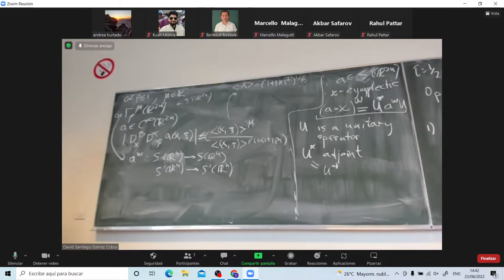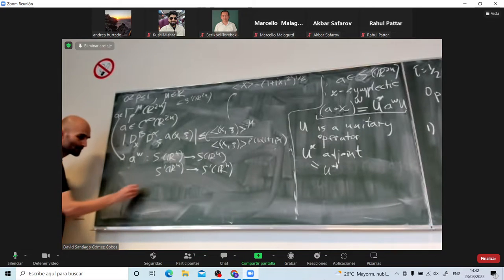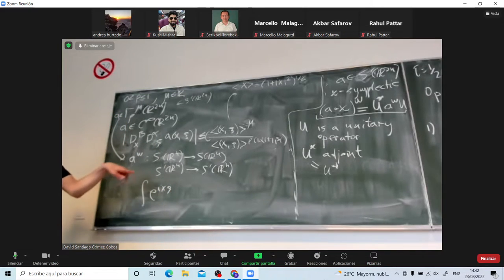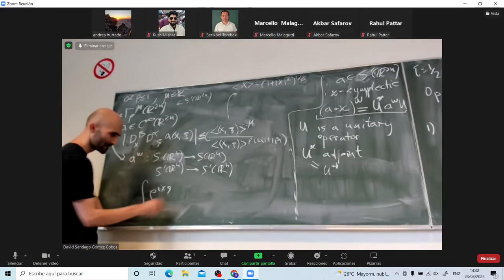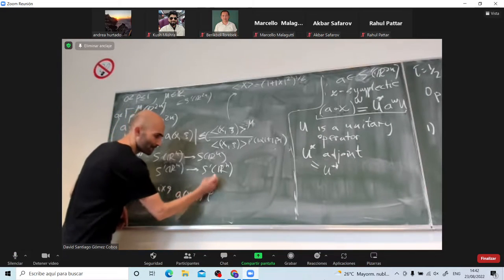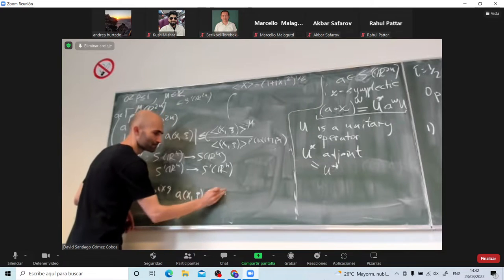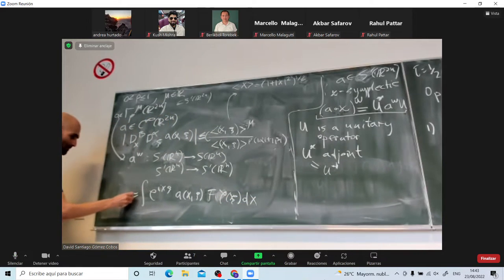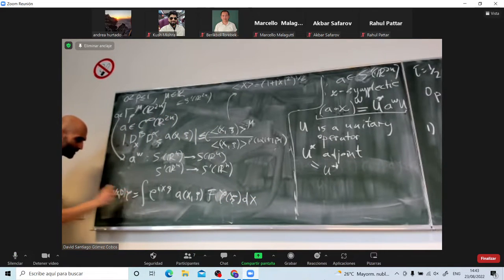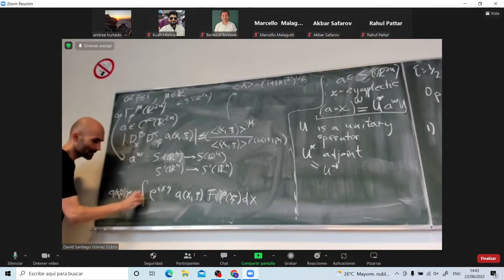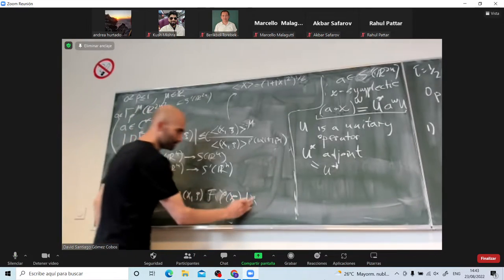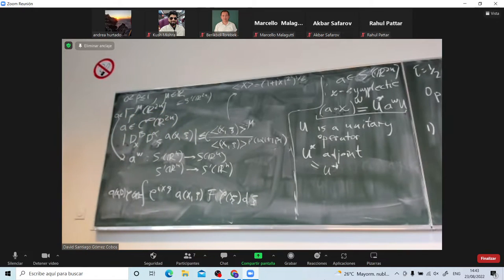I won't go into details of the proof, but just briefly, what's the idea? I will do it for the zero quantization, when tau is equal to zero, because it's easier to talk about, but essentially you do the same thing for the Weyl quantization as well. So this was my action. What you can do here is the following.